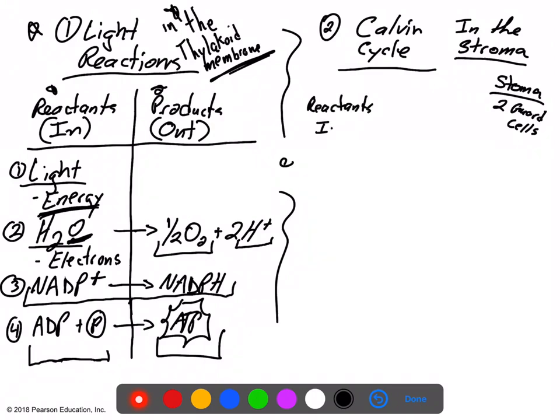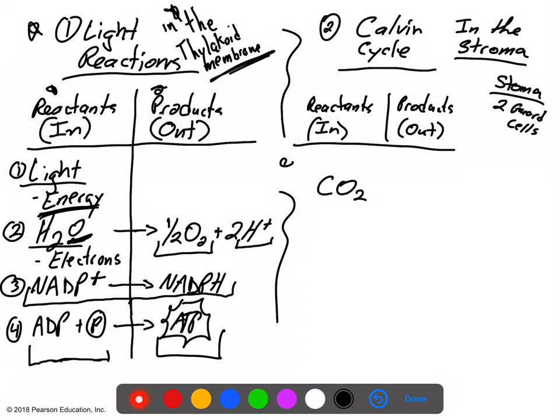All right, so again, what are the reactants? In other words, what goes in? And what are the products? In other words, what comes out? Well, the reactants of the Calvin cycle include CO2. Okay, we're going to need 3 of those guys. And we're also going to need NADPH. And guess where that comes from? That's right. It comes from the light reactions.